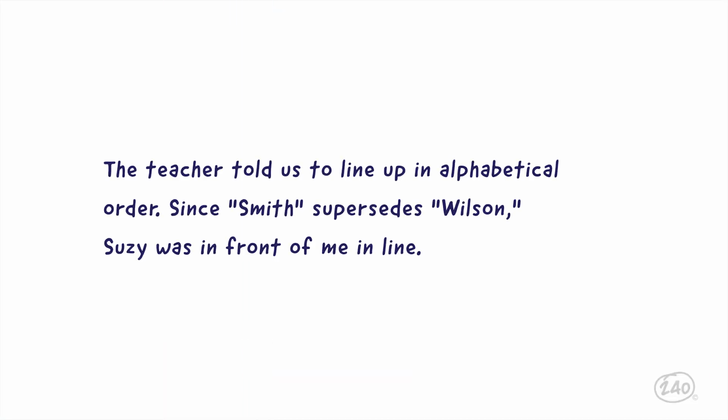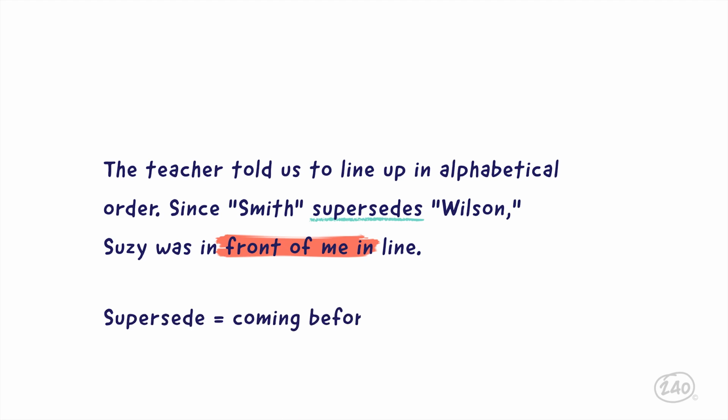Let's take a look at an example. The teacher told us to line up in alphabetical order. Since Smith supersedes Wilson, Susie was in front of me in line. In this sentence, a reader could use their understanding of alphabetical order and the context clue in front of me to infer the meaning of supersede as coming before.